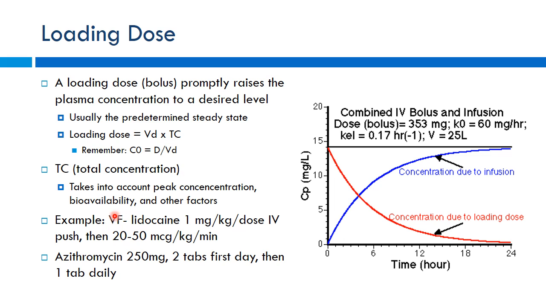And so another good example would be for ventricular fibrillation or even VTAC, giving lidocaine. We would do a 1 milligram per kilogram bolus IV, and then we follow that up by an infusion where we're giving 20 to 50 micrograms per kilogram per minute. So a much lower dose, but that will maintain us at that steady state concentration that the bolus dose got us up to in the first place. Azithromycin is the same thing, just as I mentioned.